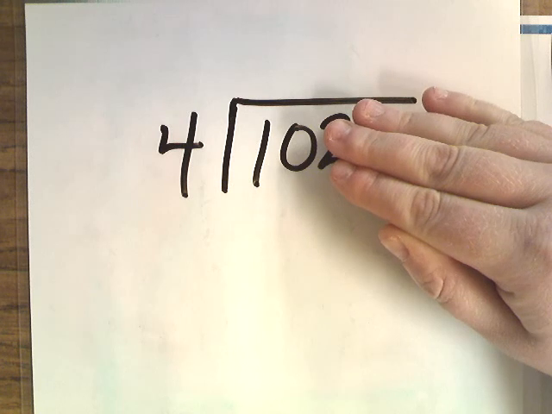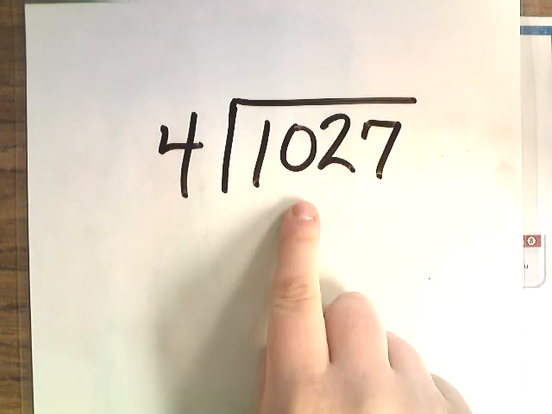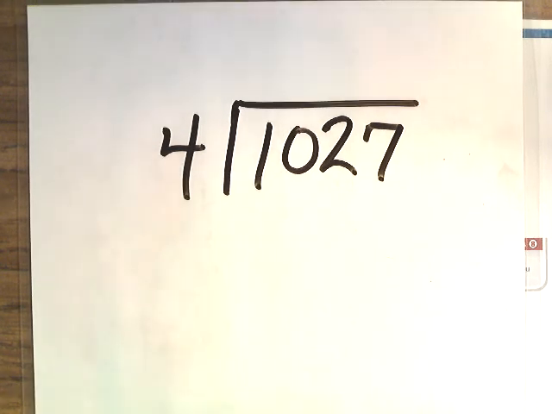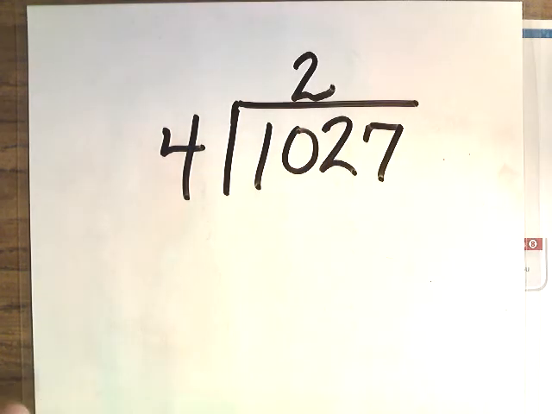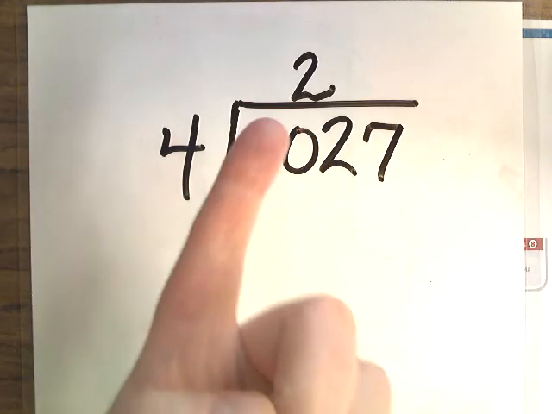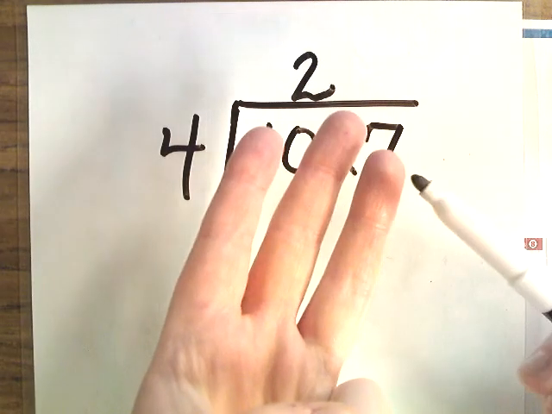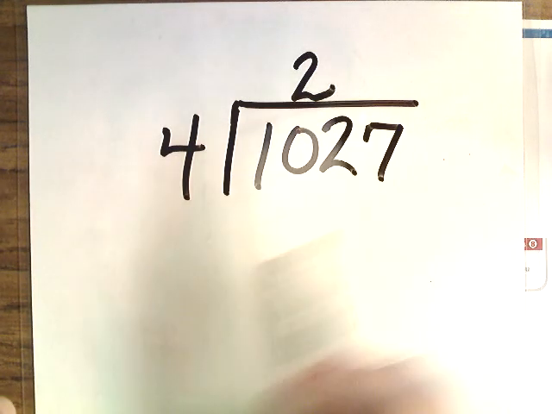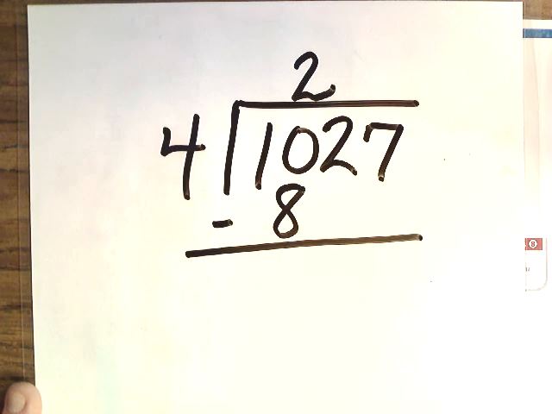Now we have 4 into 10. How many times can 4 fit into 10? How many groups of 4 are there in 10? So I would say 2, because if I count by 4s, 4, 8, 12, 12 is too big. So 4, 8, that gives me my 2, okay? 2 times 4 is 8, and we do our subtraction.